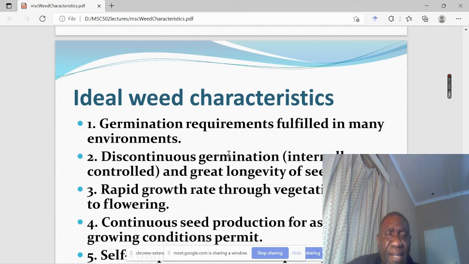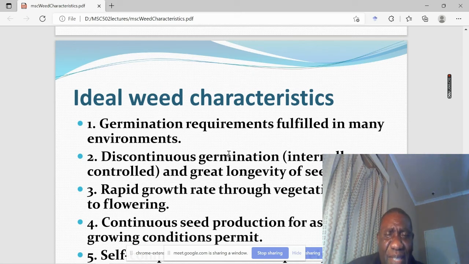The other one, this discontinuous germination can also be seen when we see weeds emerging at different times throughout the season. Number three, rapid growth rate through vegetative phase to flowering. Now, for maize plants, they may have something like between 70 and 80 days to reach flowering.